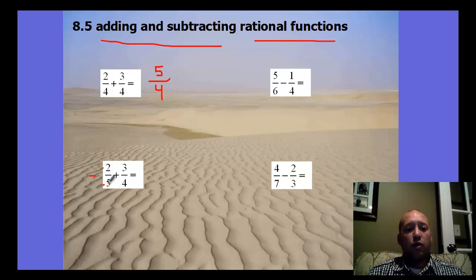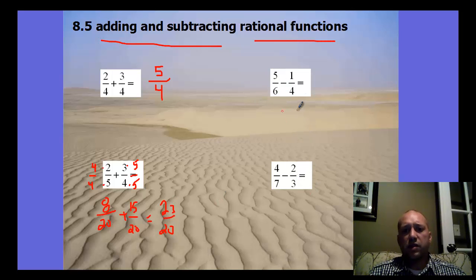So 5 and 4, the first number that both 5 and 4 go into is 20. So we need to multiply both the top and bottom by 4 here, and this one we multiply the top and bottom both by 5. And so we're really multiplying by a value of 1, so we're not changing the fraction, but we change the numerator and denominator. So 8 twentieths plus 15 twentieths. Then we can add the numerators, so we get 23 twentieths. And the same thing works with subtracting.